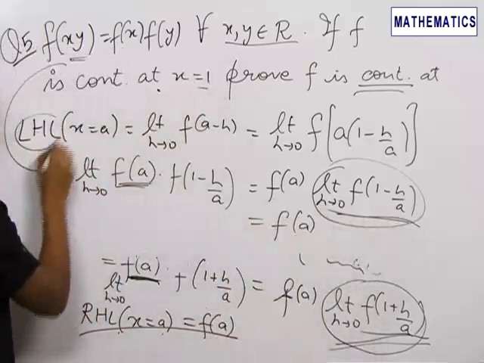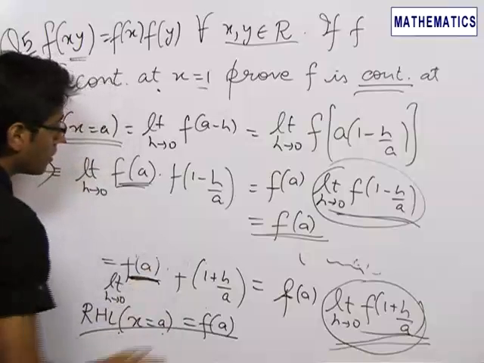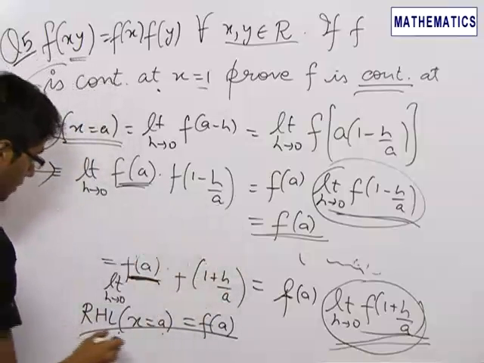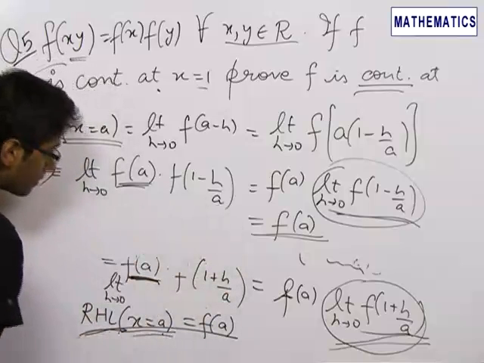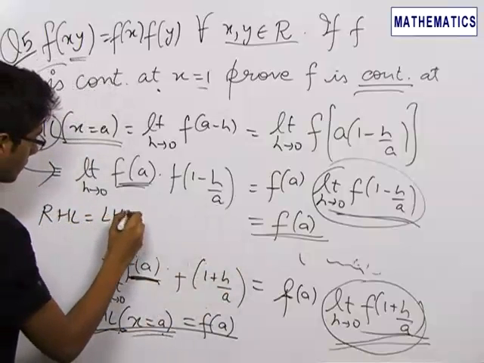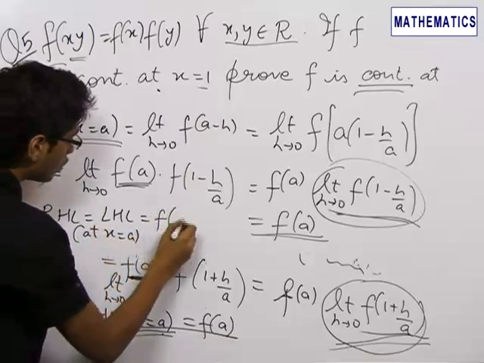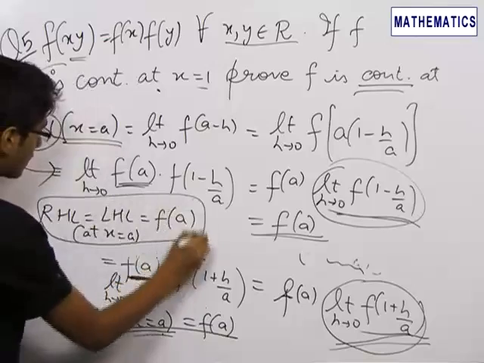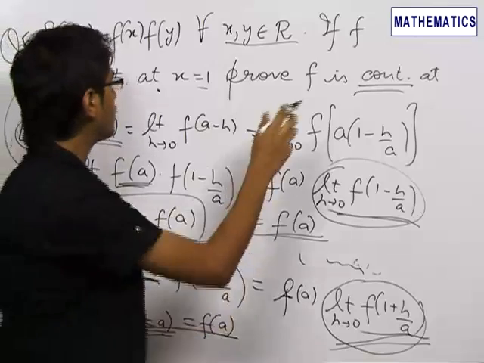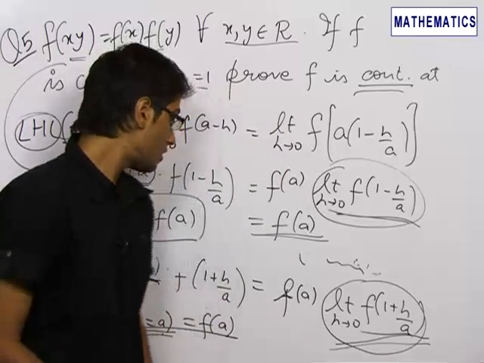Hence the left hand limit of the function at any arbitrary x equals a is equal to f of a, which is equal to the right hand limit at x equals a. So right hand limit is equal to left hand limit at x equals a is equal to the value of the function at x equals a. Hence the function is continuous at any x which is non-zero, which is our final result.